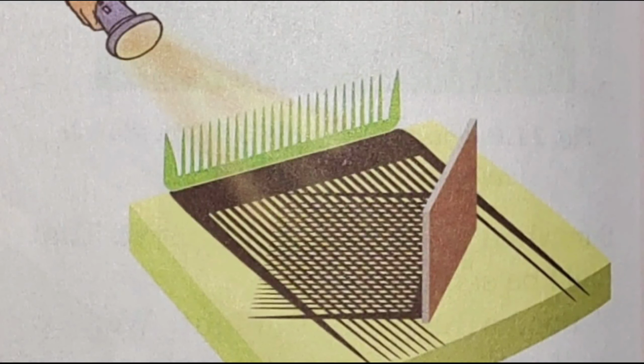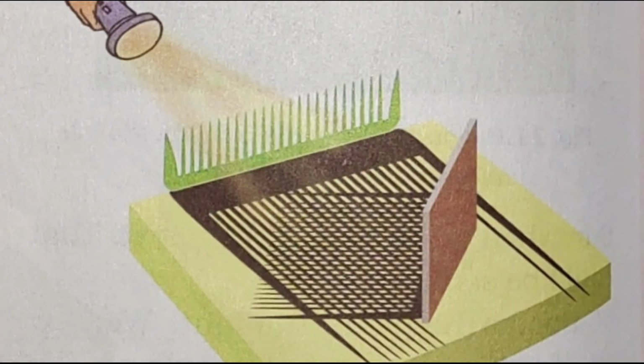Here is an activity that shows light traveling along straight lines, which you already know. Light always moves in a straight path, and it gets reflected from a mirror.